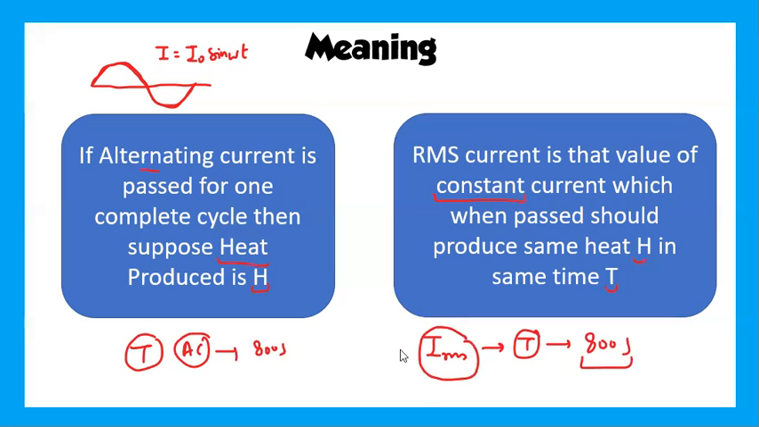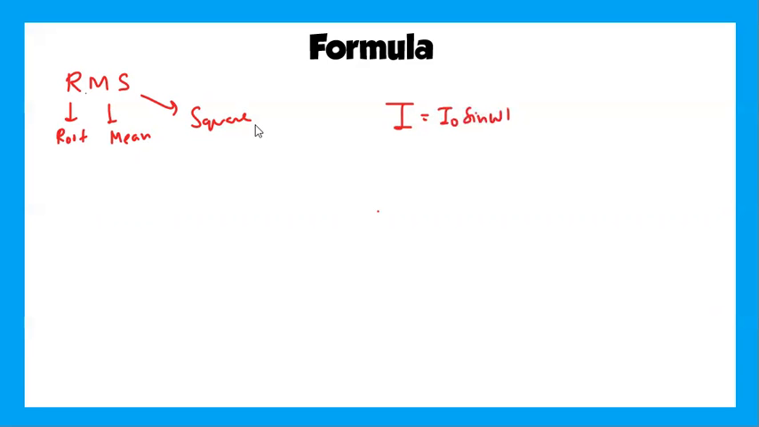Now how to find out the value of RMS current? What is the meaning of RMS? R is root, M is mean, S is square. Suppose the current that is passing is I equal to I naught sine omega t, and I want to find out the RMS value of current for one complete cycle T. So, root mean square.